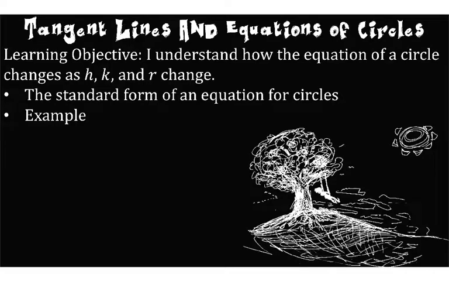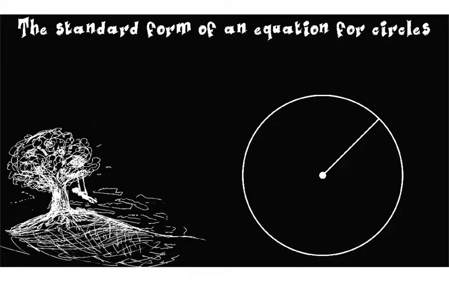All right, this is the second video in the tangent lines and equations of circles lesson. The objective in this video is that you understand how the equation of a circle changes as h, k, and r change. You probably have no idea what that h, k, and r mean, but you'll learn in the standard form of equations of circles, and then we're going to give two examples. So let's have a look right now at the standard form of an equation for circles.